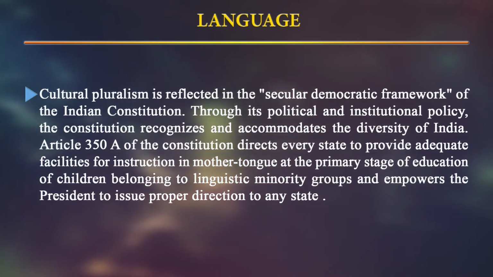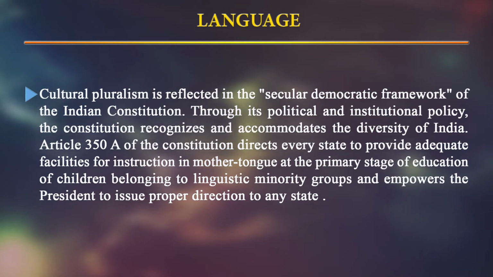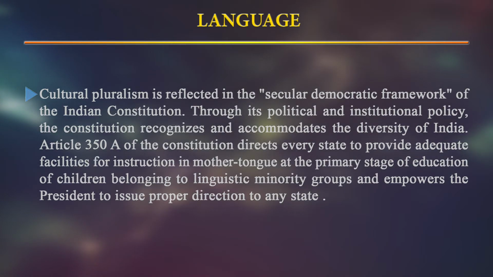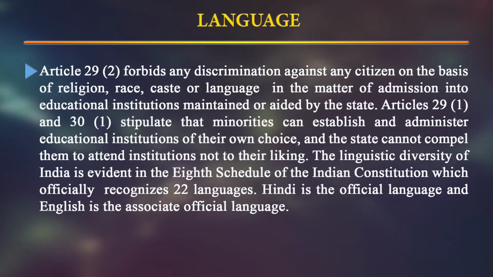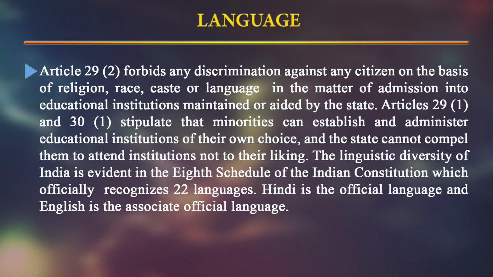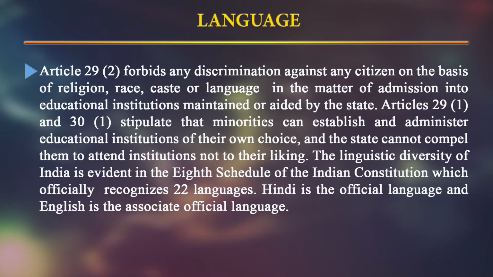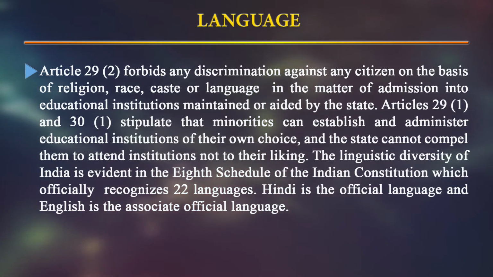Article 350A of the Constitution directs every state to provide adequate facilities for instruction in mother tongue at the primary stage of education of children belonging to linguistic minority groups, and empowers the President to issue proper direction to any state. Article 29 Section 2 forbids any discrimination against any citizen on the basis of religion, race, caste or language in the matter of admission into educational institutions maintained or aided by the state. Article 29 Section 1 and Article 30 Section 1 stipulate that minorities can establish and administer educational institutions of their choice, and the state cannot compel them to attend institutions not to their liking.